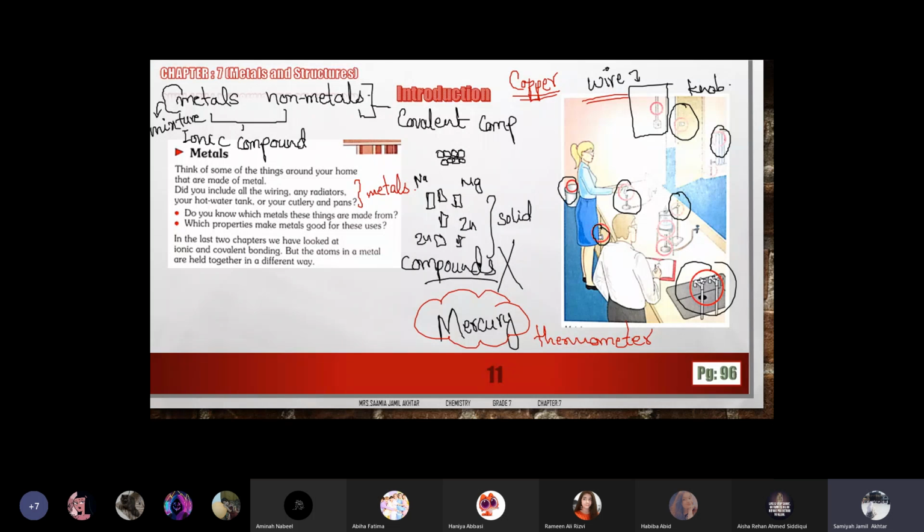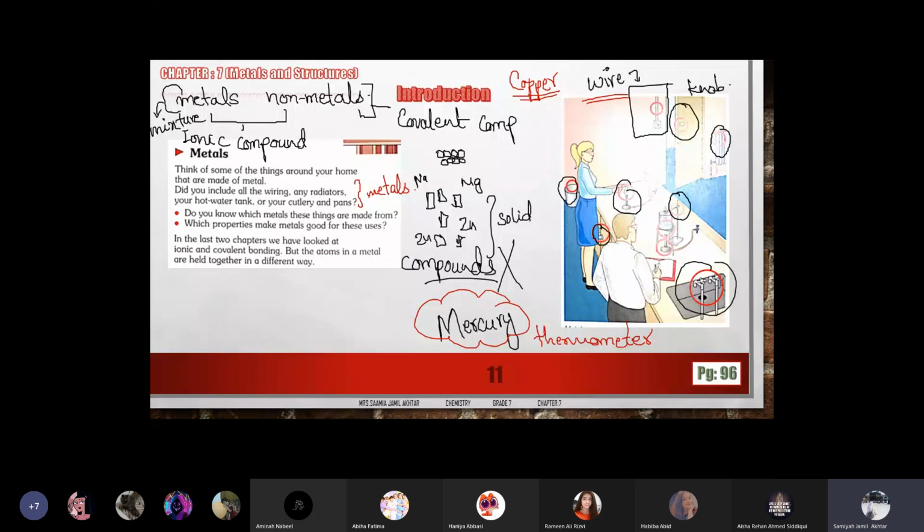Like in pans also, the cooking pans or cutlery items, the cooking range, those things are good conductors of heat. So they are also made up of metal. So metal conducts heat also. It transfers heat. That's why the pan handles are covered with rubber or wood, or plastic also. So the metals are good conductors of heat and electricity. They are covered with some insulating material to avoid the shock.